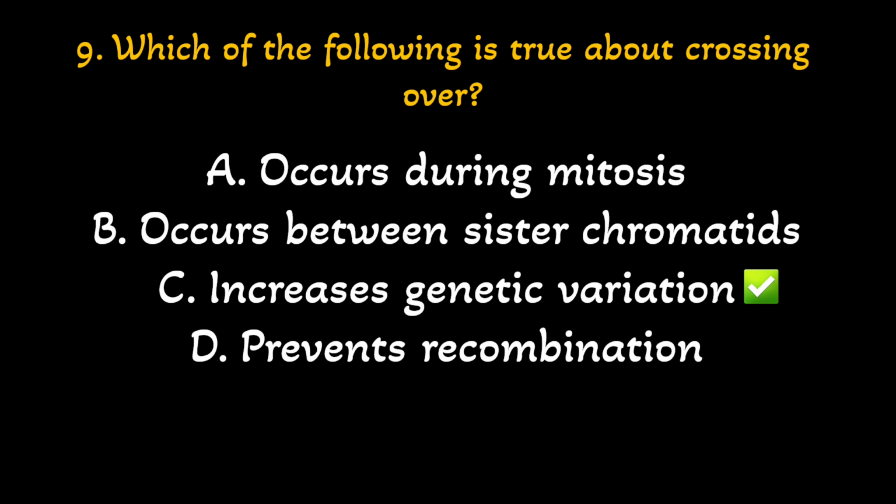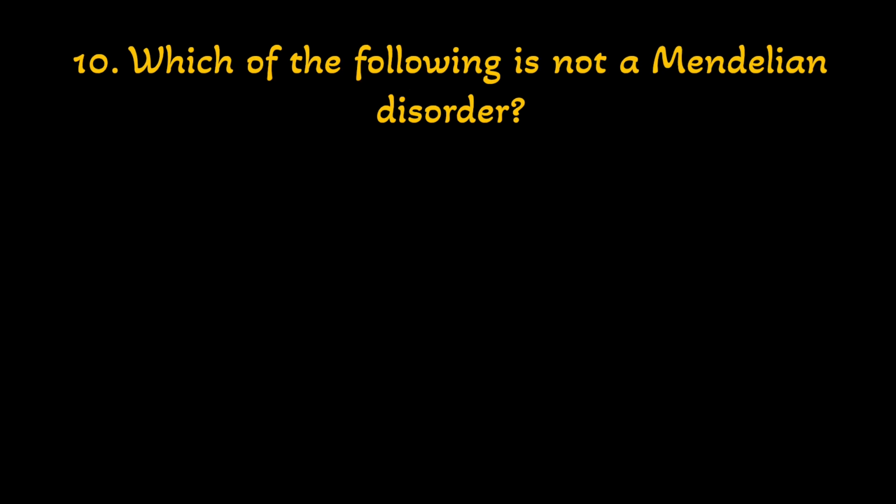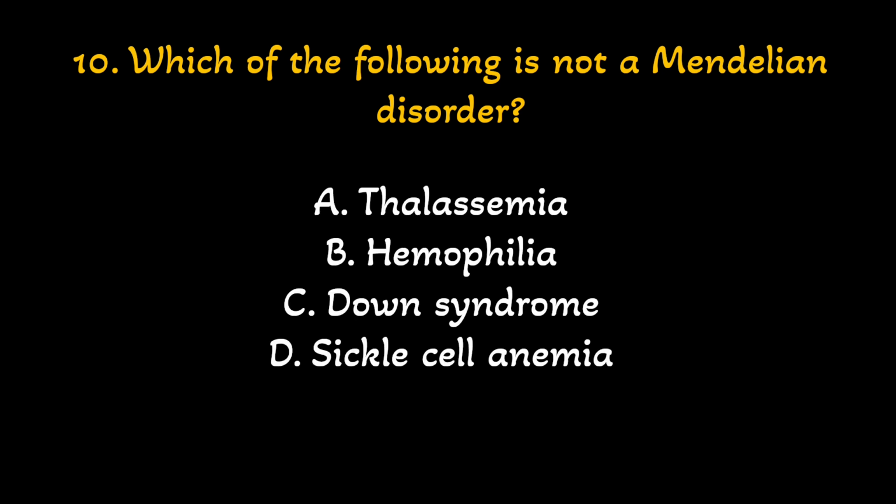Now let's see question 10. Which of the following is not a Mendelian disorder? So students, the 4 options will be displayed and we have to find which is not a Mendelian disorder. So now let's see the options. A is thalassemia, B is hemophilia, option C is Down syndrome, and option D is sickle cell anemia. So what do you think is the correct answer, students? The correct answer for this question is the option, think of it.